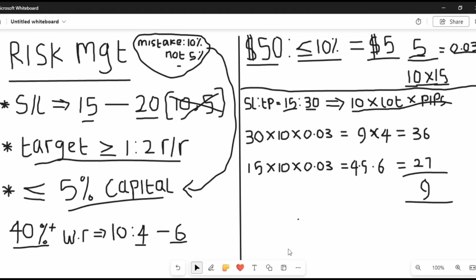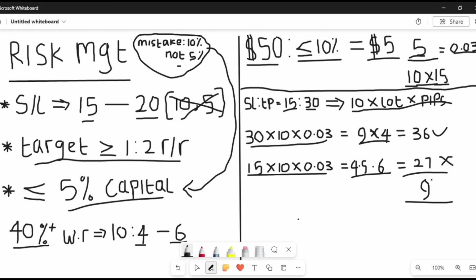For our winning trades, we have 30 times 10 times our lot size which is 0.03, which is 9. So for 4 winning trades we are on a profit of $36. For our losing trades, we have 15 times 10 times our lot size which is 0.03, which is 4.5. So for 6 losing trades we are on a loss of $27. With this, our total profit minus loss is 9. So at the end of the day, we ended up with $9 profit instead of blowing up the account.